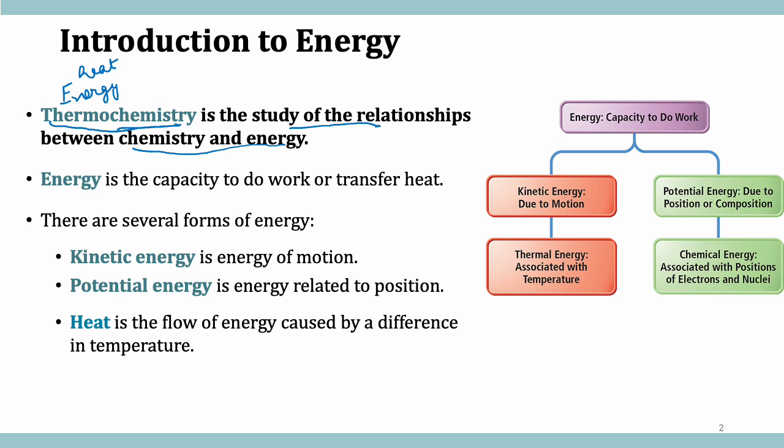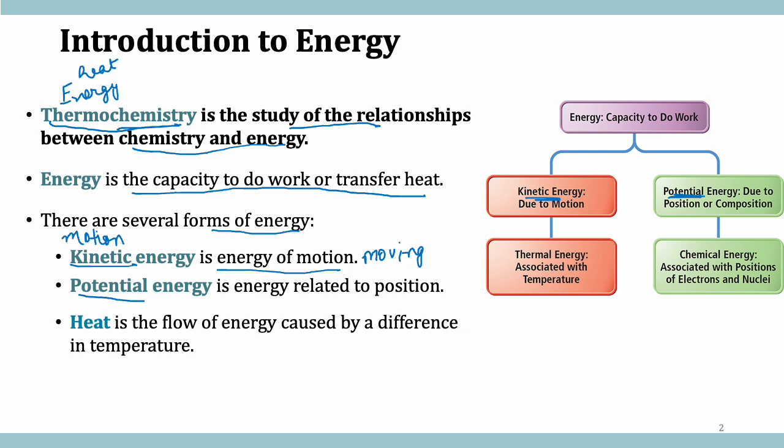Just to get to basics, what is energy? Energy is the capacity to do work or transfer heat. If any object, any chemical species has energy, only then can it do some work or transfer heat. Energy can have several forms. The two major categories are kinetic energy and potential energy. Kinetic basically means movement, motion. So kinetic energy is the energy of motion. Whenever any object is moving, it has kinetic energy.